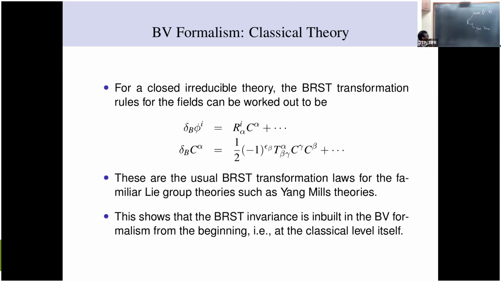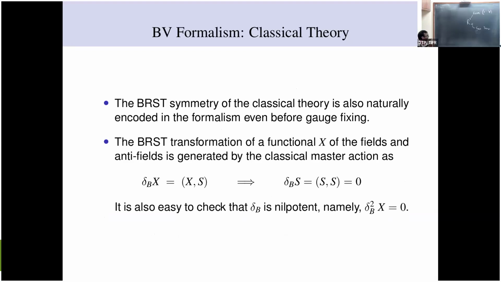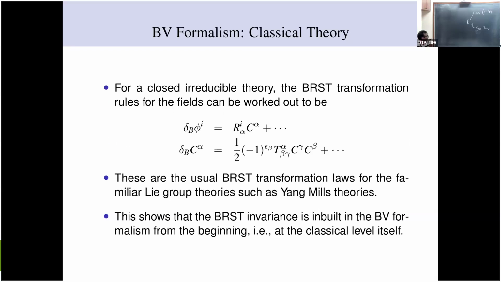And in fact, if you work it out for a closed irreducible theory, these anti-brackets are precisely given by the BRST transformation which we know for Yang-Mills theory. So delta phi, in the last lecture we had written down this transformation, and they precisely turn out to be like these. These are the usual BRST transformation parts. So this shows that the BRST invariance is inbuilt in the BV formalism from the beginning. We have not done any quantization, or even talked about gauge fixing so far. It's present even at the classical level.